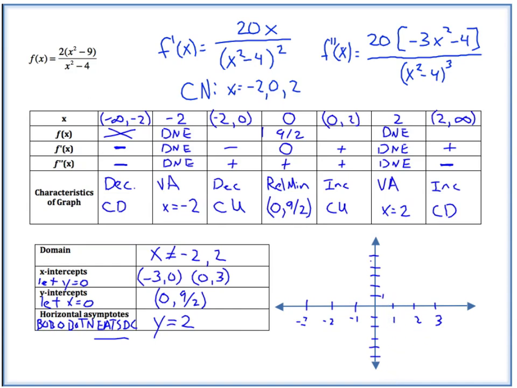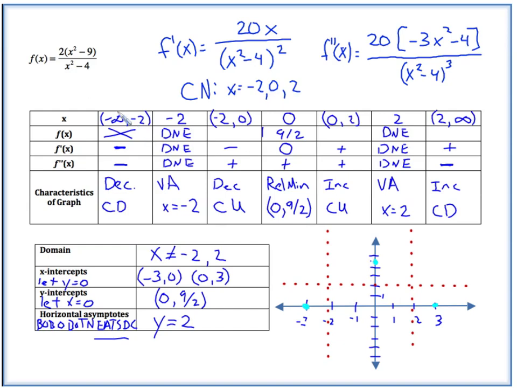Okay, now next what I usually do is draw in my asymptotes. So here is vertical asymptote at -2 and at 2. And then we have a horizontal asymptote at y equals 2. Kind of have that grid there. Now next, we can go ahead and put any of these points in. So like -3, 0, and 0, 9/2. And then 3, 0.